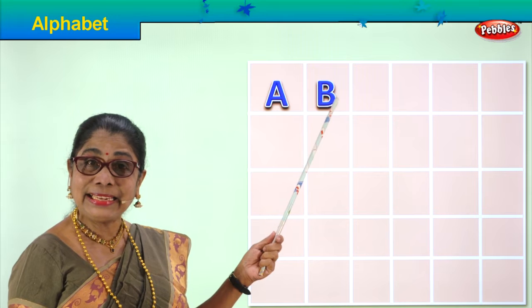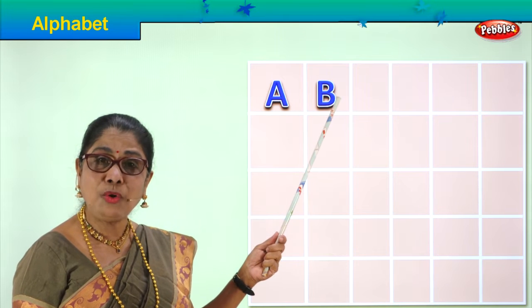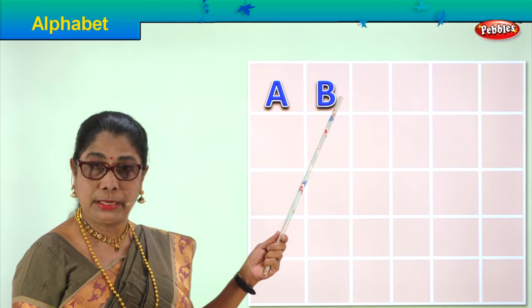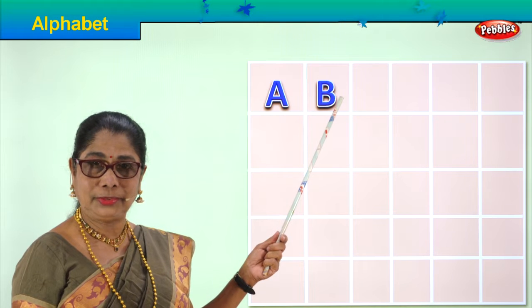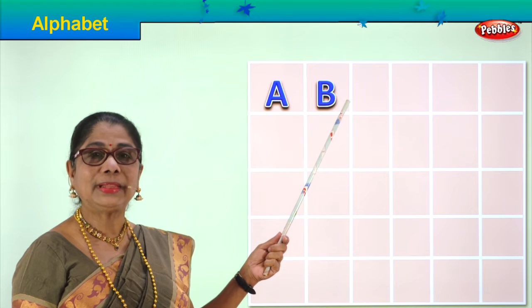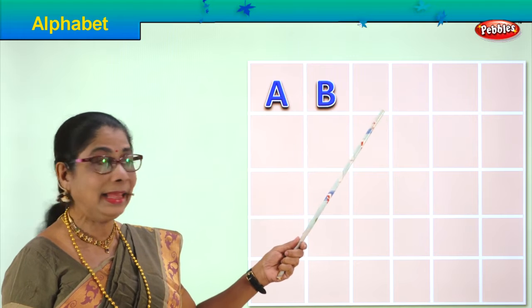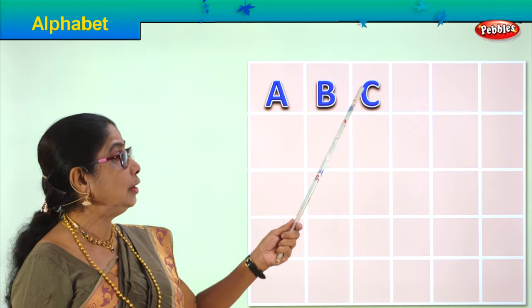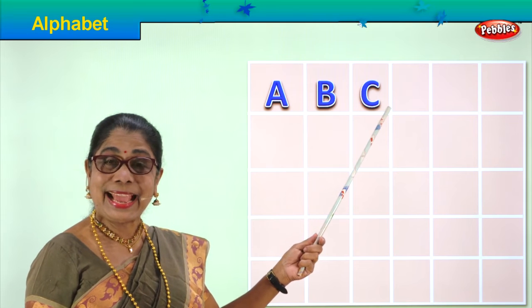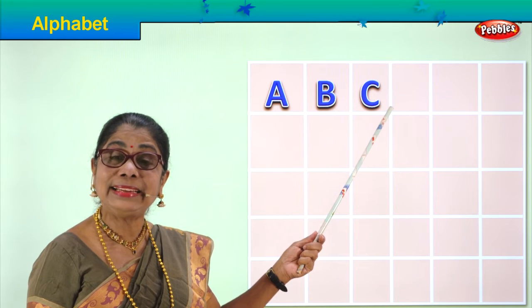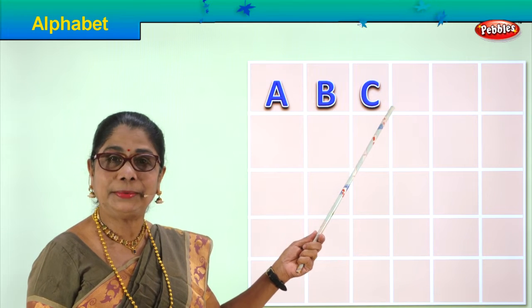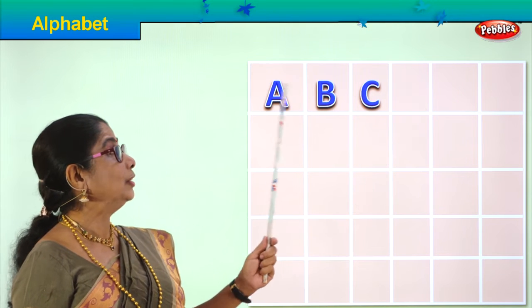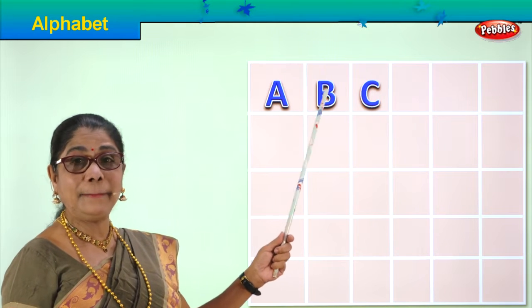Say that. Letter B. And the sound of letter B is B. Okay? B. The next letter is letter C. See how beautiful it looks? C. And the sound of letter C is K. Cat, cup. Good. Now, we have learned three, A, B, C.